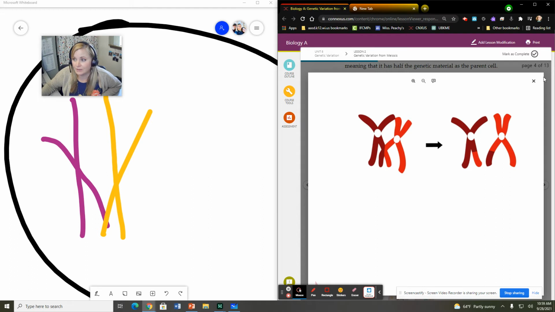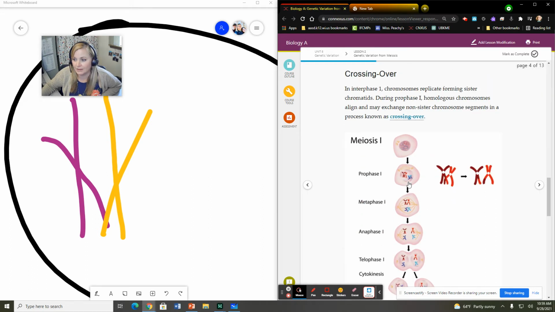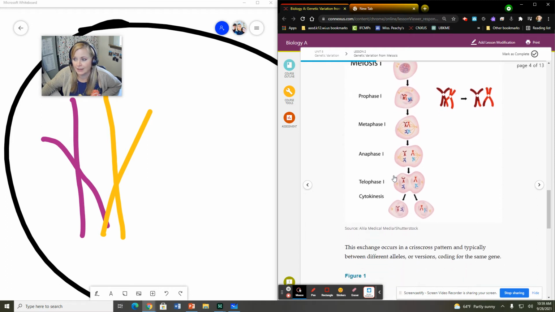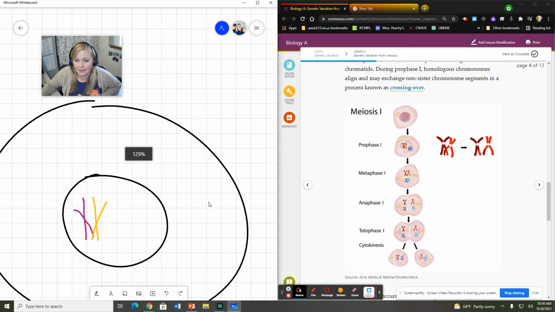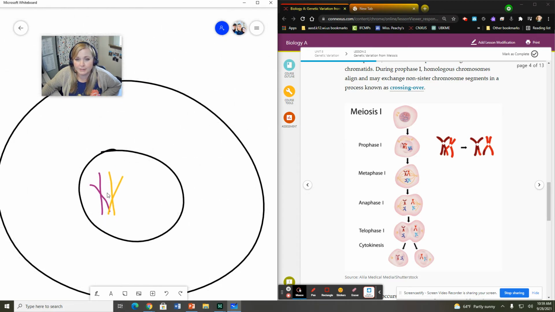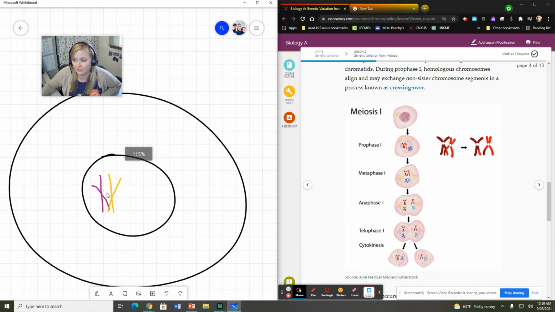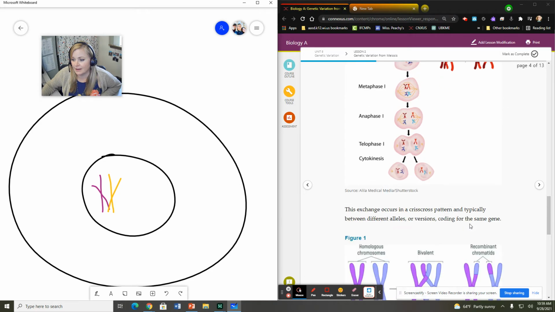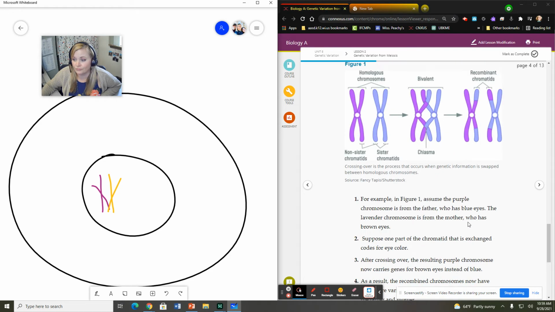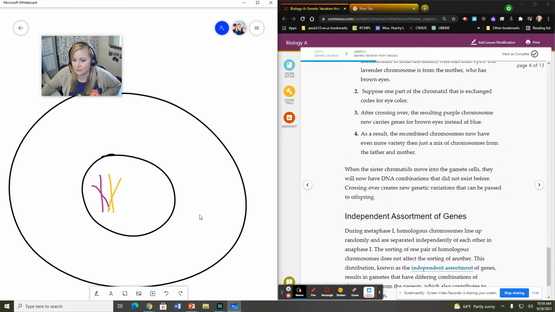And it only happens in prophase one, because that is when you have all 92 chromosomes present in the nucleus. It happens when your homologous chromosomes mingle a little bit and swap parts. It does not happen between sister chromatids, because remember, they are still connected to each other in prophase one. Sister chromatids do not separate until meiosis two.